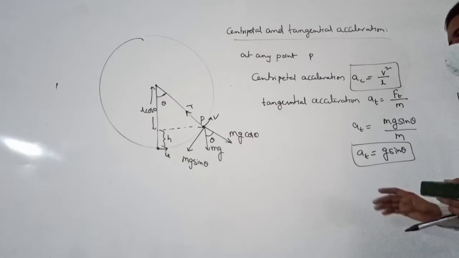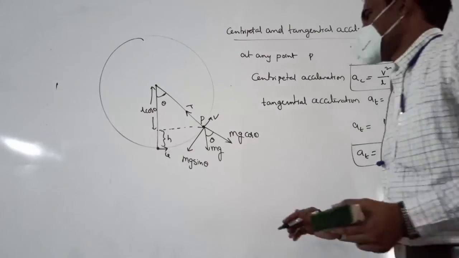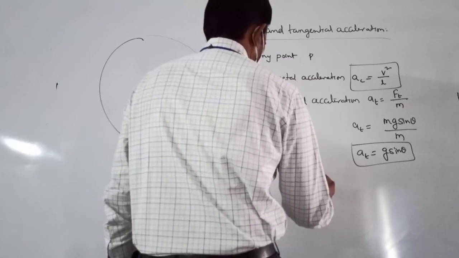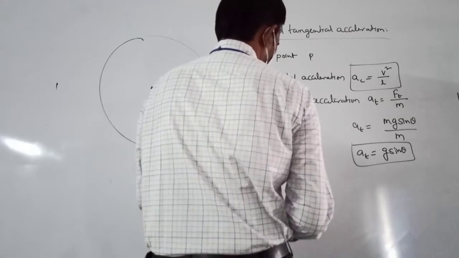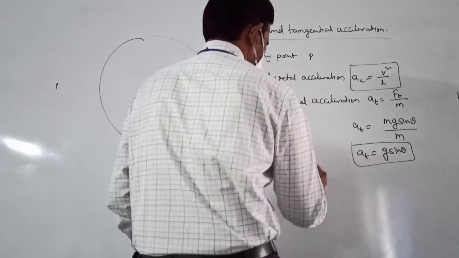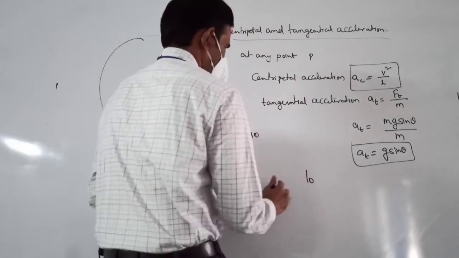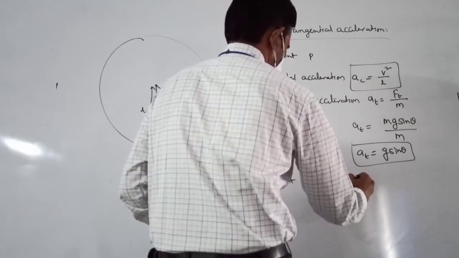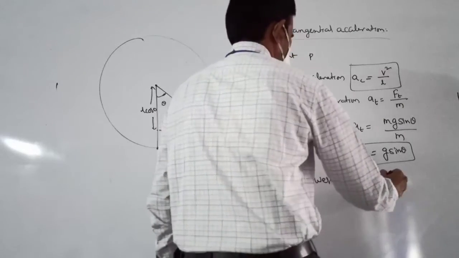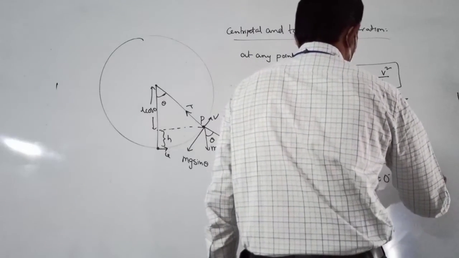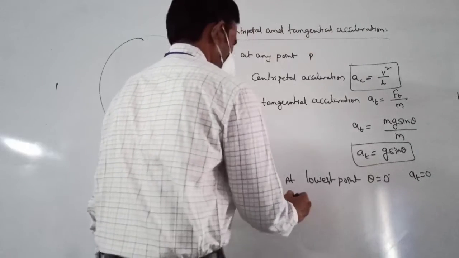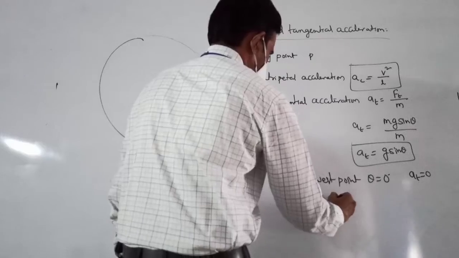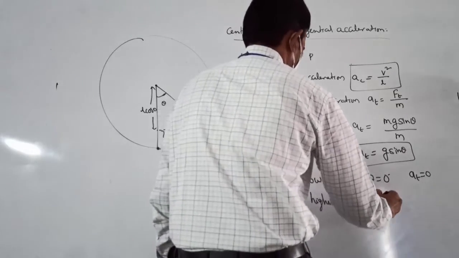So you may mention, at the lowest point theta is equal to 0, therefore tangential acceleration is 0. Similarly, at the highest point theta is equal to 180, so tangential acceleration is 0.